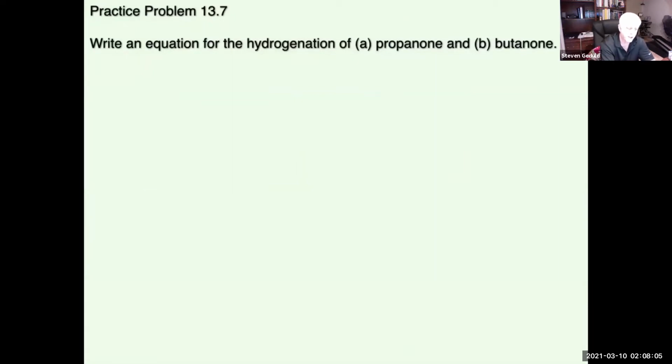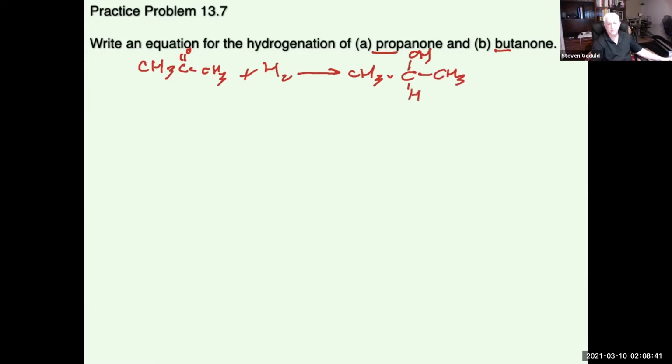Write the equation for hydrogenation of propanone and butanone. So propanone is 3 carbons, butanone is 4 carbons. Propanone would be CH3, C double bond O bonded to CH3. That's propanone. And hydrogenation is adding H2. And you can open up that double bond, and add a hydrogen to the oxygen and a hydrogen across there. And that's your chemical equation for the hydrogenation of propanone.